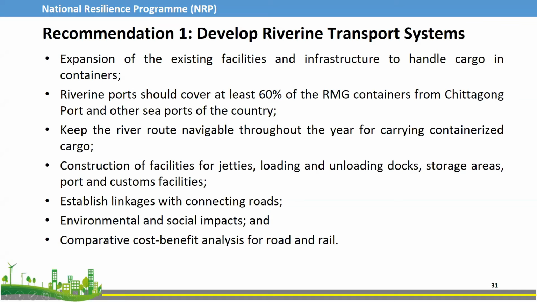And obviously, we have to do environmental and social impact assessments, and then do a cost benefit comparative analysis with road and rail, because at this moment we can see that in most cases we are heavily investing in the road and rail infrastructure, but waterway many times remains neglected. But it can offer a lot of benefits, so we can do a comparative cost benefit analysis among these three competing modes and see if waterway becomes financially feasible or not.